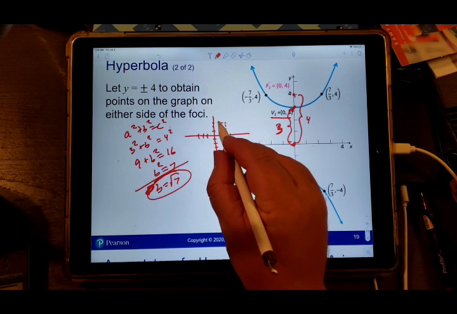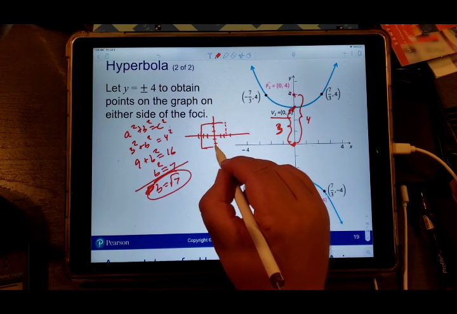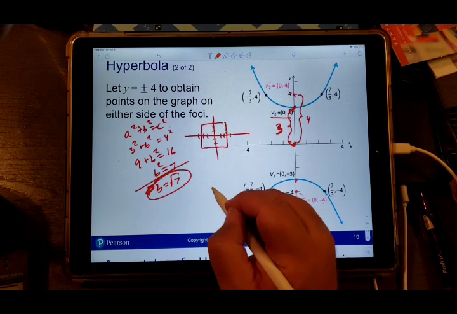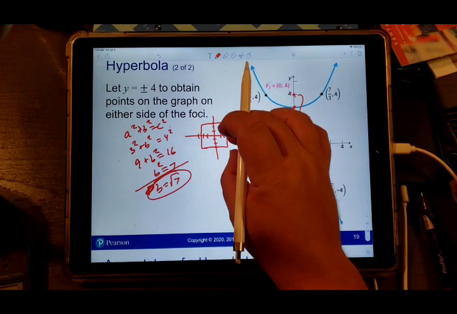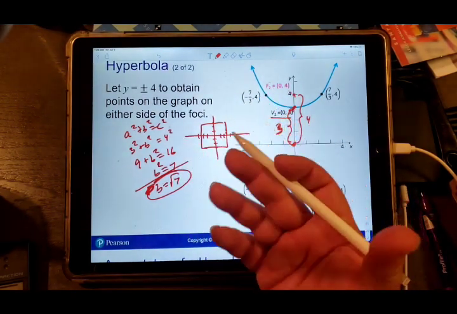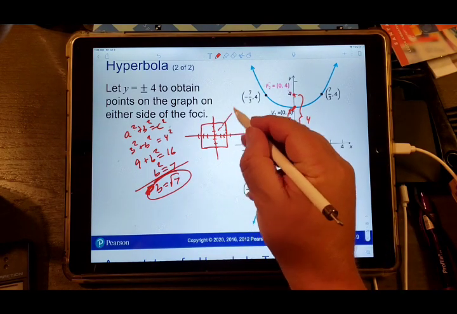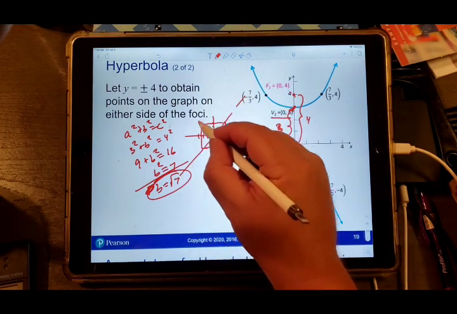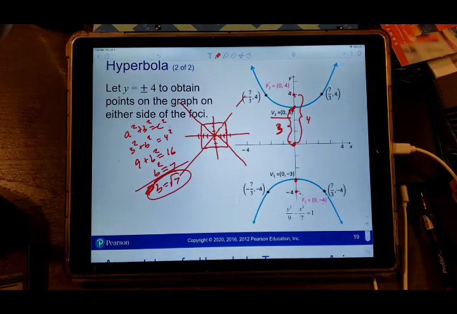And draw my rectangle. So that's a rectangle that's 3 this way and square root of 7 that way. Yeah, sounds about right. I mean, looks like a square, but all right.